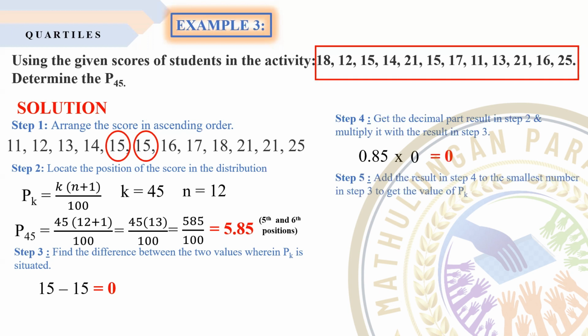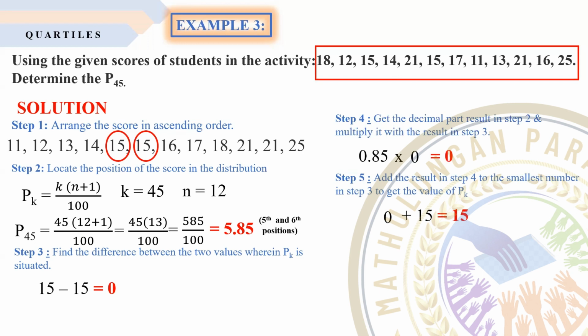And the last step, add the result in step 4 to the smallest number in step 3 to get the value of P sub k. So 15 is our lowest number in step 3. And 0 is the resulted value sa ating step 4. So 0 plus 15 is equal to 15. Therefore, the value of ating 45th percentile is 15.